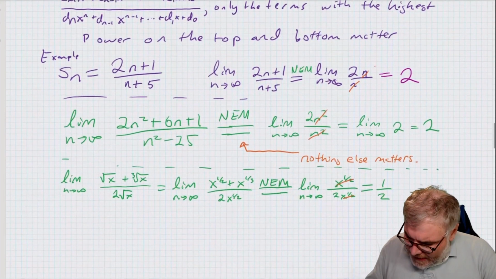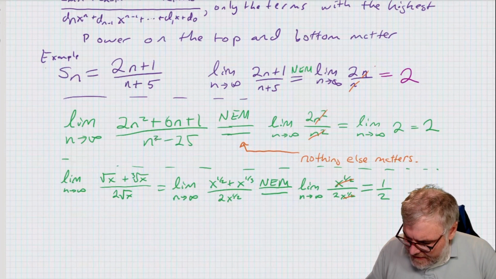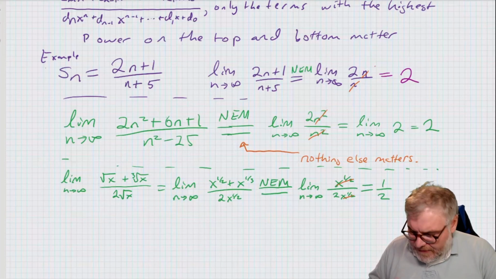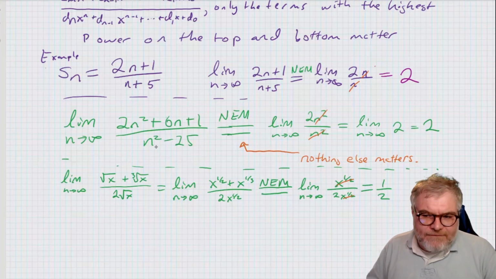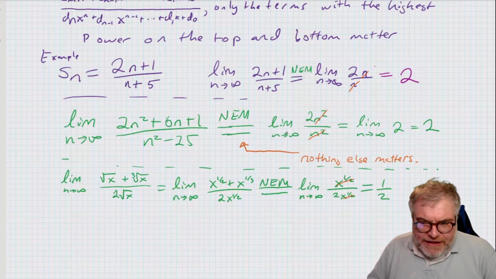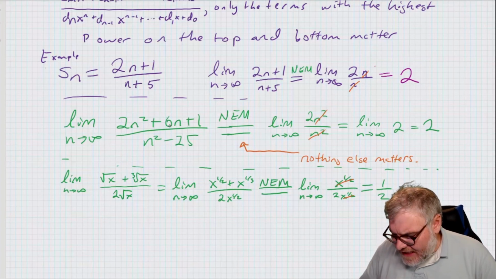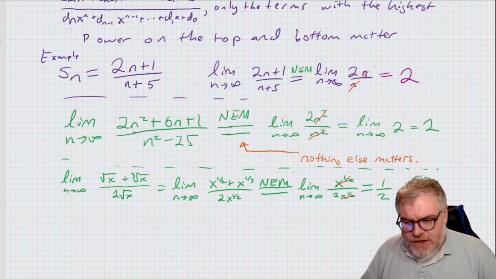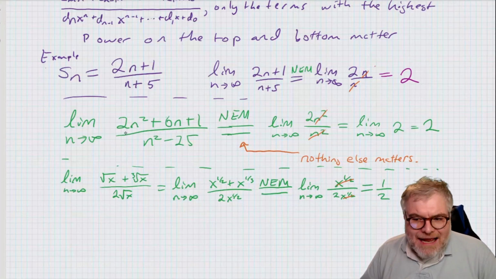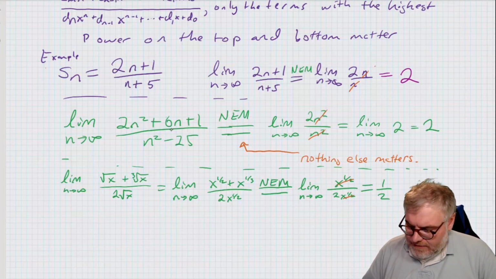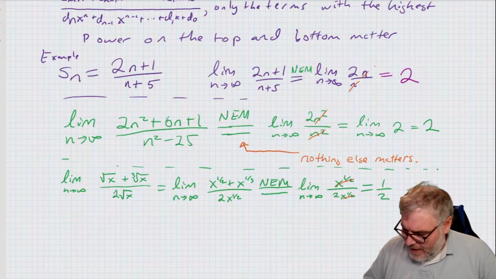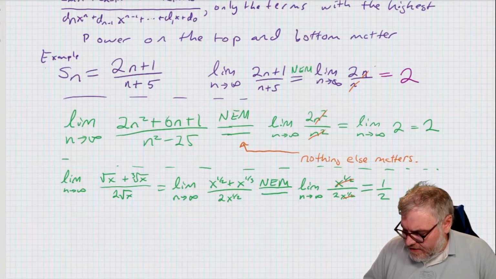Here's another example. I want the limit as n goes to infinity of (2n squared plus 6n plus 1) over (n squared minus 25). Notice here that at 5, this thing is not defined, but we don't really care because we're going bigger than 5. This is going off to infinity. 5 is way down there. So who cares? Now, when I'm at a million squared compared to 1 million, 2 times a million squared compared with 6 million, these terms don't matter. I'm just going to write nothing else matters. I'm going to put 2n squared over n squared, cancel, cancel. The limit is 2.